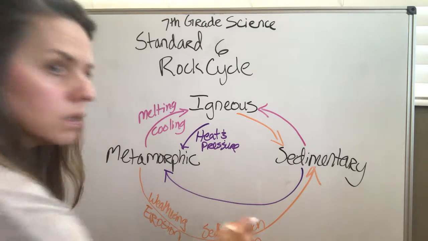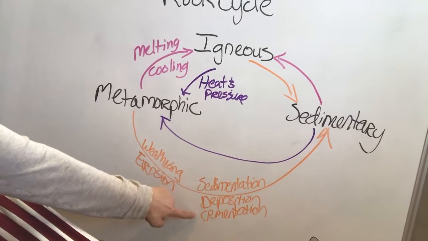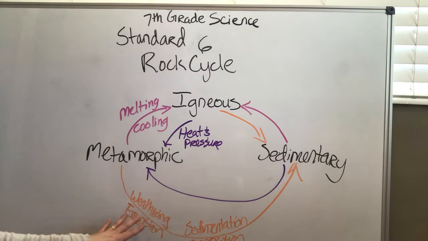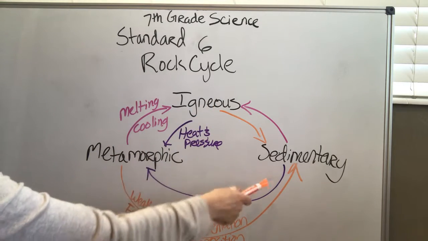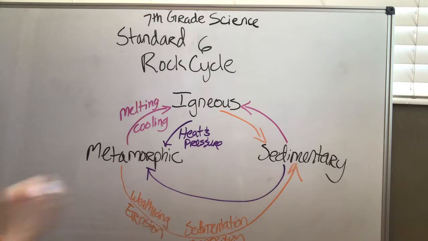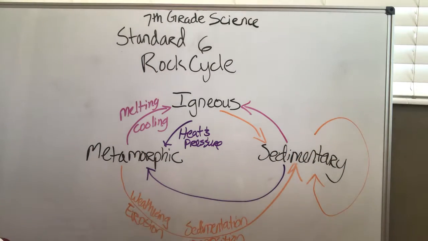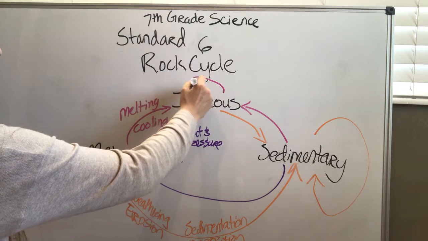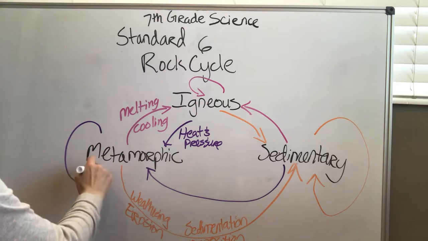I don't think you guys can see that down. Can you see that? Yeah. So sedimentation, deposition, and cementation. So these are the processes of the sedimentary rock. And an igneous rock can become sedimentary. A metamorphic rock can become sedimentary. And also a sedimentary rock can be weathered down and then remade into a sedimentary rock. An igneous rock can also go through its own cycle again. And a metamorphic rock can go through its own cycle again.